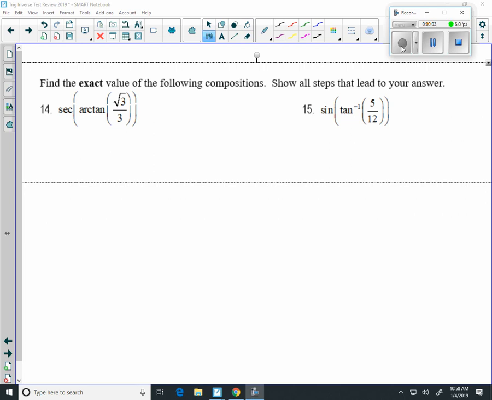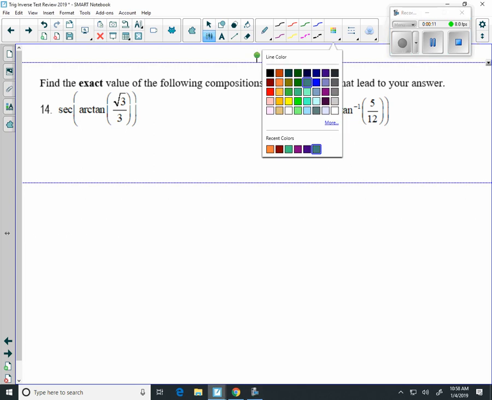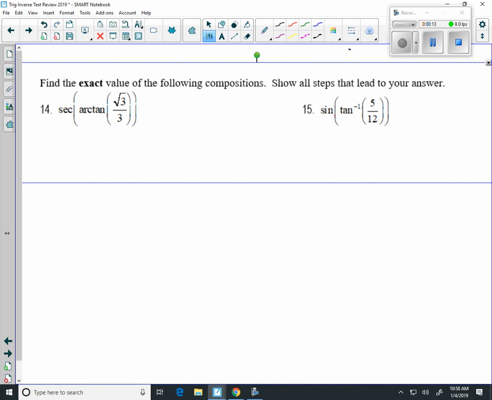The main thing to remember with these little compositions is to work inside out, and that some of these will be unit circle values and some of them will be triangles. So for this first one, radical 3 over 3, definitely a unit circle value. So we want to work inside out. Where is tangent radical 3 over 3? Well, that happens at pi over 6. And then you're going to replace that whole thing and find the secant of pi over 6.